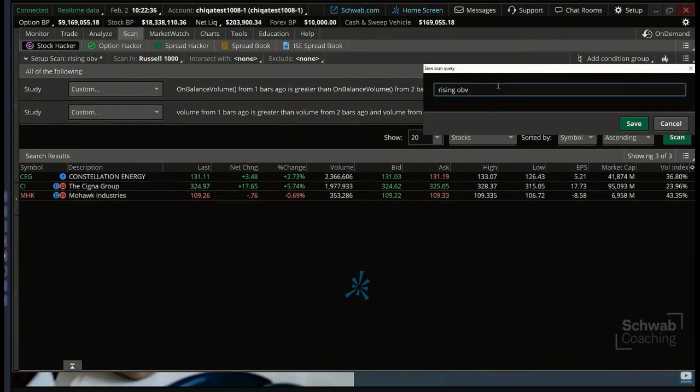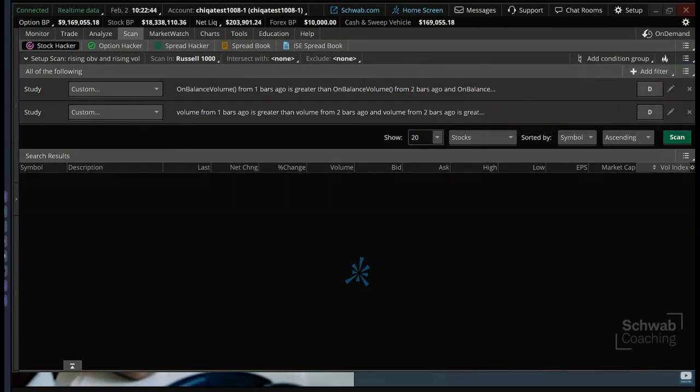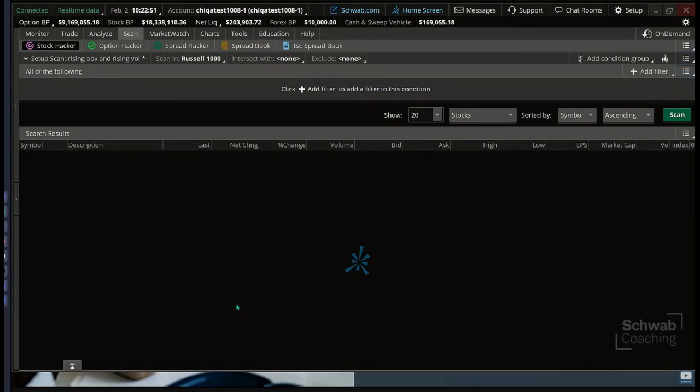Rising OBV and rising volume. All right, so now what you can do is, depending on what setups you want to use. Now, I've done a lot of pre-work on this and there's not a lot of signals, but what you can do is, let's say you have a favorite signal, like a stock making a 20-day high or something.